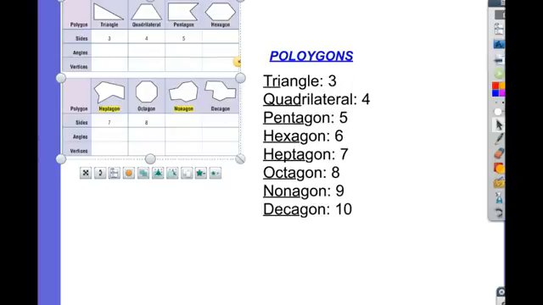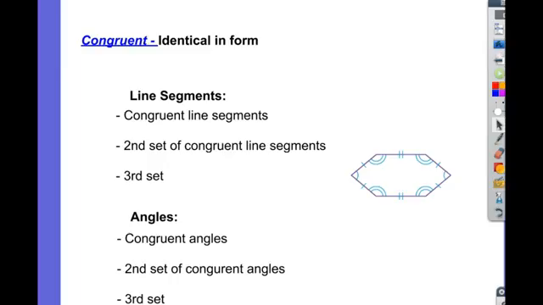All right, so you should have written all the different polygons and how many angles, sides, and vertices they have in your math journal. The next thing we need to talk about is what does congruent mean? Because that's going to be important when we're talking about polygons. Congruent means identical in form.